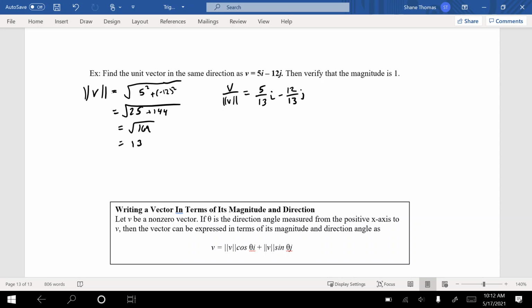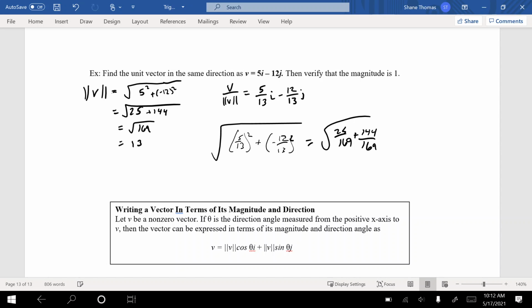All right, so let's make sure it has a magnitude of 1. So I'm gonna plug this in. I'm gonna have 5/13 squared plus negative 12 over 13 squared. Okay, so this is going to come out, square everything, so 25 over 169 plus 144 over 169. Add those two together, what do I get? 169 over 169, which is 1. Square root of 1 is 1, so we're good.